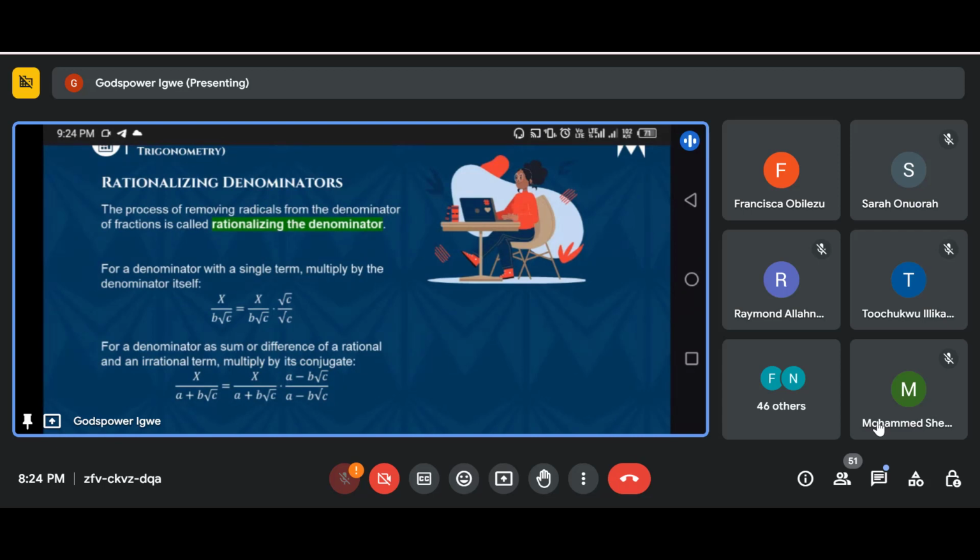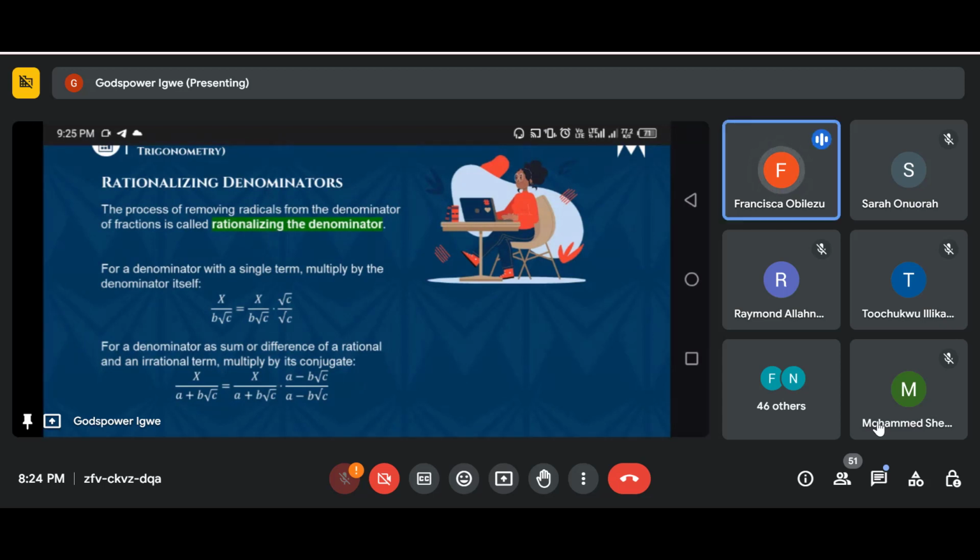radical expression. Now take a look at this. Look at this very well. For a denominator with a single term, multiply by the denominator itself. So for instance, if you have x equals a over b root c, the answer is going to be a over b root c multiplied by root c over root c.